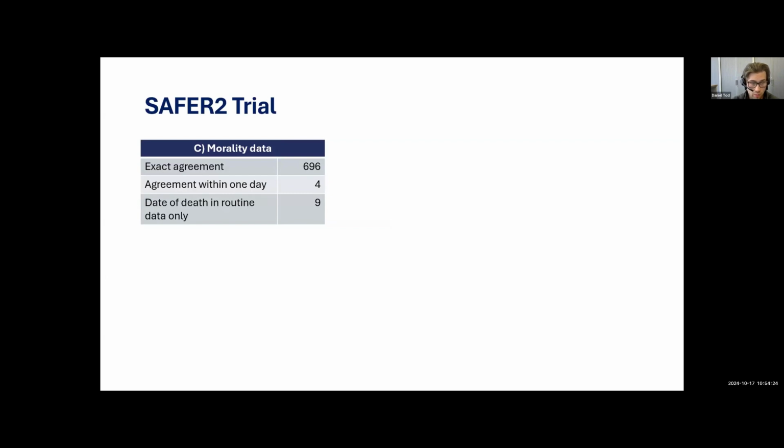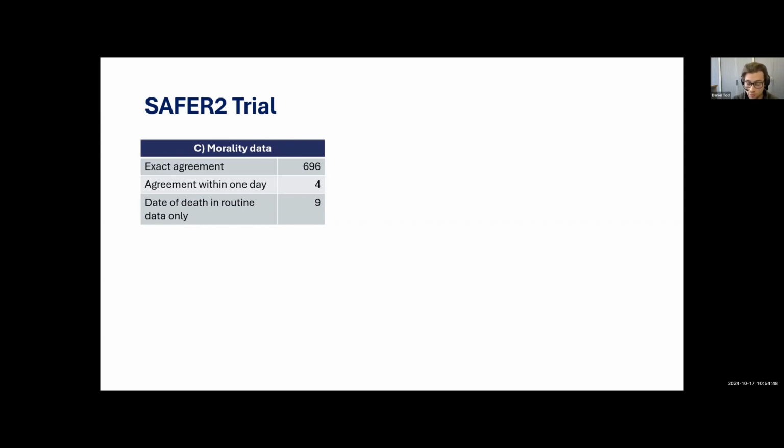And it's important to pick out here that all the deaths in the trial were actually picked out using the routine data. And there was an exact agreement on 696, so again, a much higher degree of agreement between the data sources here. There were some that differed by a day or so, but generally they were all identified on the same day.